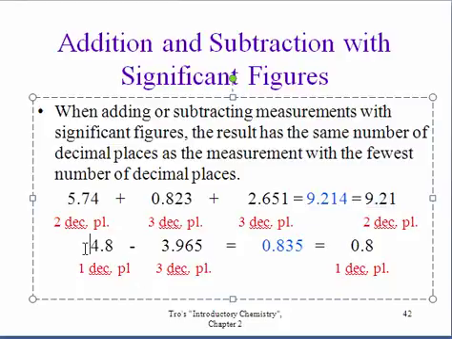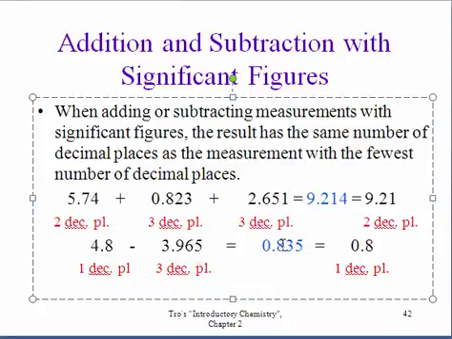Now the same rule is going to apply for subtraction. We look at our 2 values, and again they have different precisions. Our first value has a precision to the 10th place, and our second value has a precision to the 1000th place. We do our math first, and then we go back and round so that our answer has the same precision as our least precise value, 1 decimal place after the decimal point.